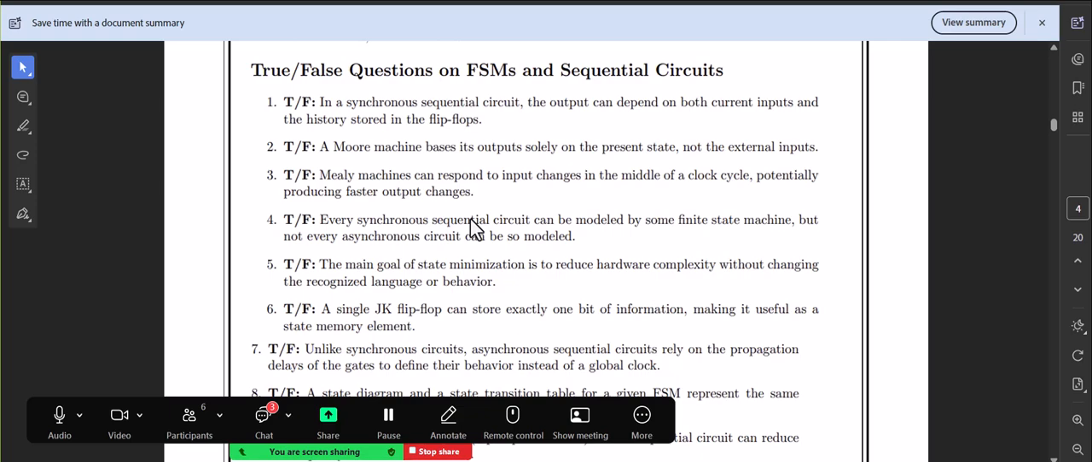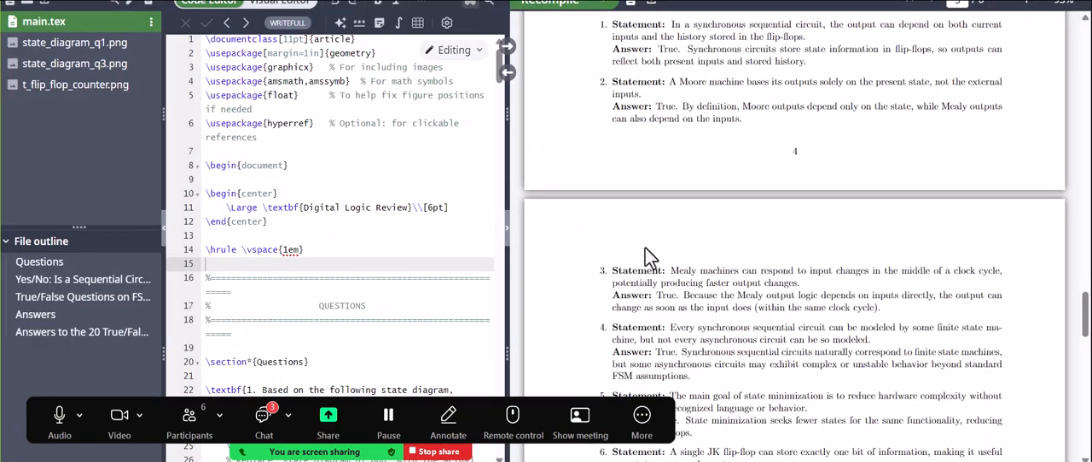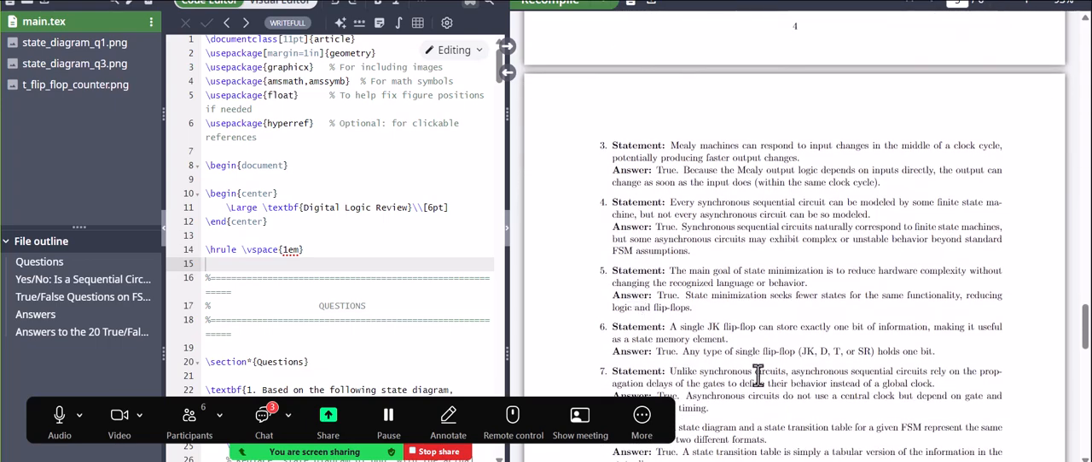The main goal of state minimization is to reduce hardware complexity without changing the recognized language or behavior. I think that's true. So less states means less hardware needed. Yes, to reduce hardware complexity without changing the behavior, so that's true.